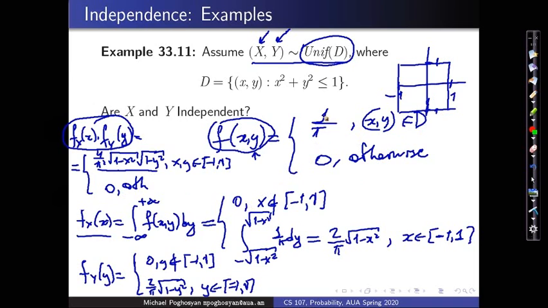And what about that joint PDF? It is non-zero in this circle, and 0 otherwise. So this joint PDF is 0 here, 0 here, 0 here, 0 here, but this product is not 0 there. So this cannot be equal to that for any x and y. So x and y are dependent in this case, not independent.